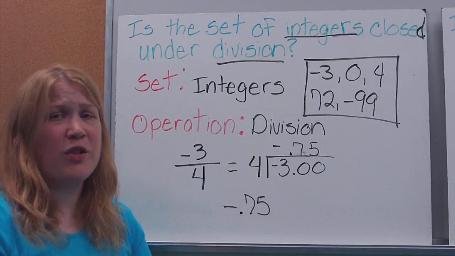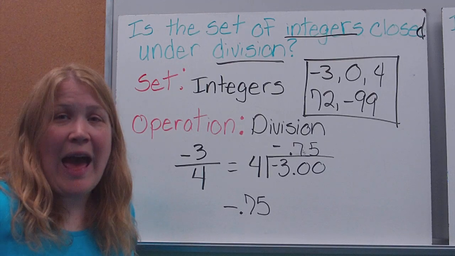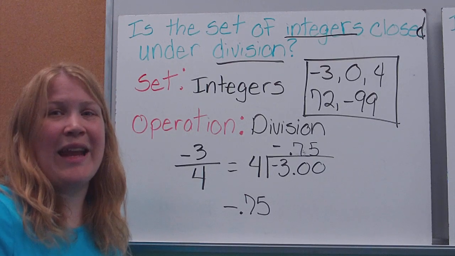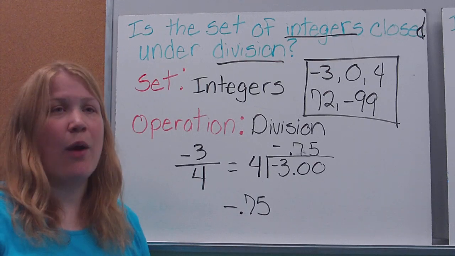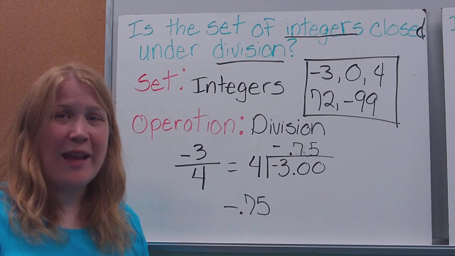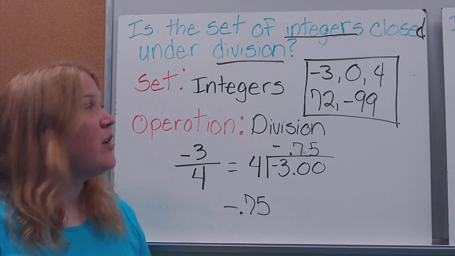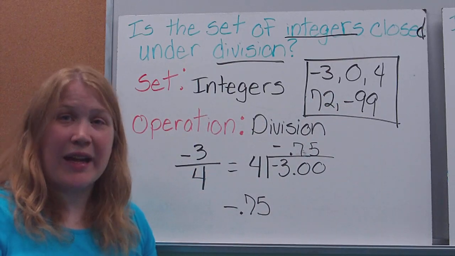So again, remember when you're doing this, you just want to look at what way can I make this not work? Is there any way that I can take my numbers and perform this operation so that I'll wind up with something outside of this box?